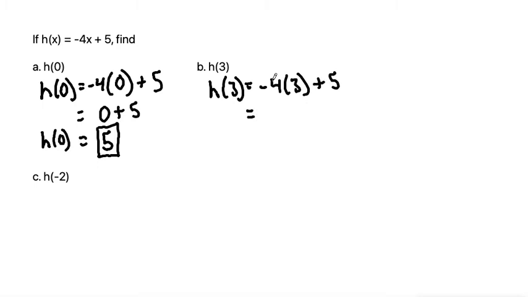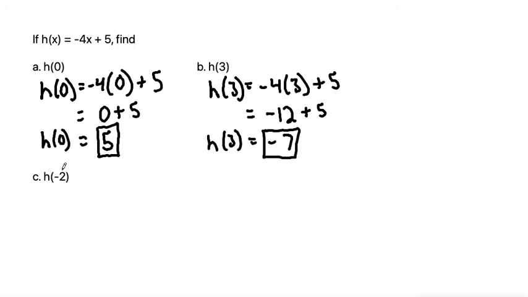So we can simplify: negative 4 times 3 is negative 12, and bring down the plus 5. Negative 12 plus 5 is negative 7. So h of 3 is equal to negative 7.